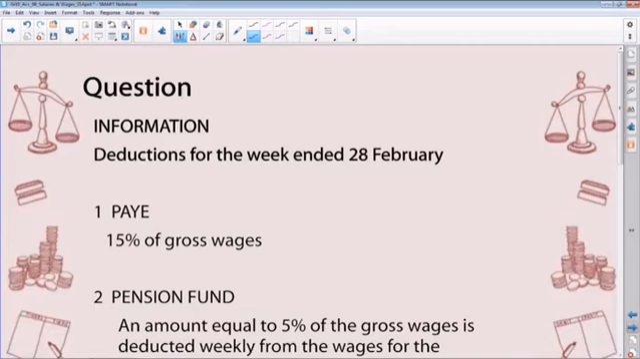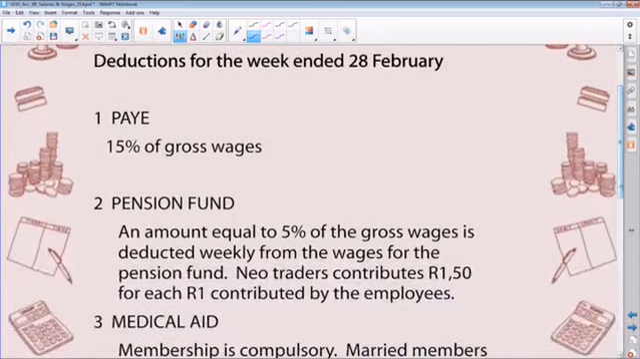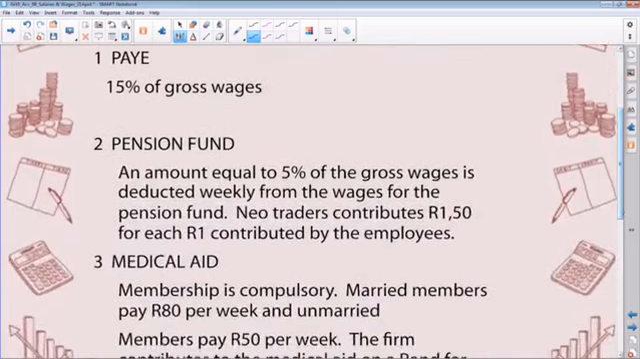Now the information relates. They say deductions for the week ended 28 February are as follows. We have number one, pay as you earn. And remember, it's SARS pay as you earn. We're giving this money to SARS. 50% of their gross wages will be going to SARS. Let's continue. Pension fund: an amount equal to 5% of the gross wage is deducted weekly from the wages for the pension fund. Neo Traders contribute 1.50 rand for every 1 rand contributed by an employee. So this piece here will be your contributions.